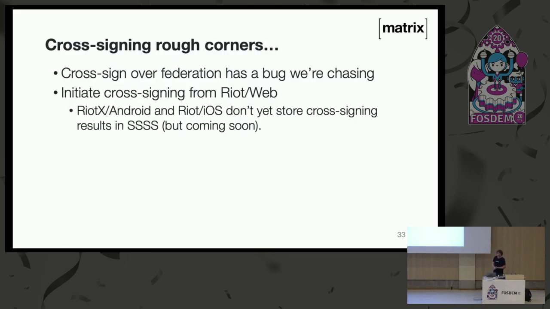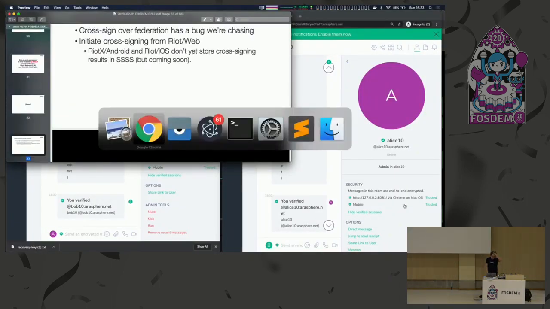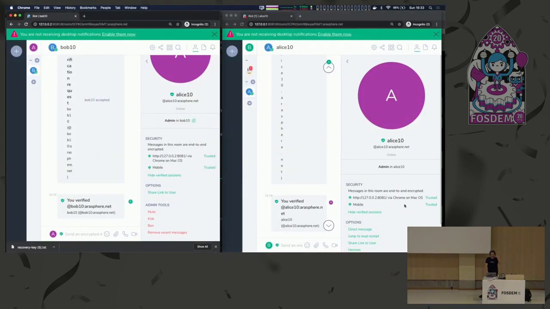Also, irritatingly, it turns out we've got a minor bug on Federation that means if you cross-sign across servers, there's some bug we haven't found yet. It'll be fixed in the next couple of days. So that is where things are at right now.